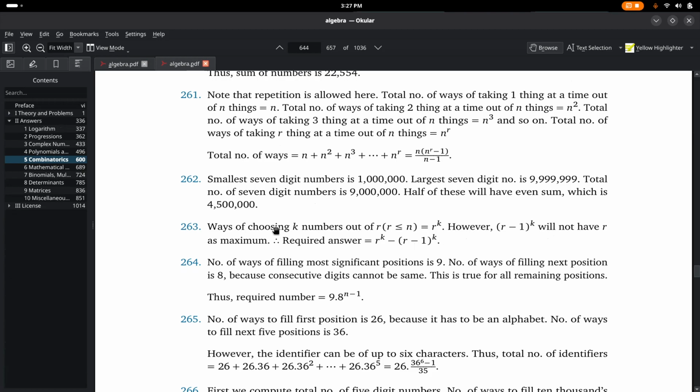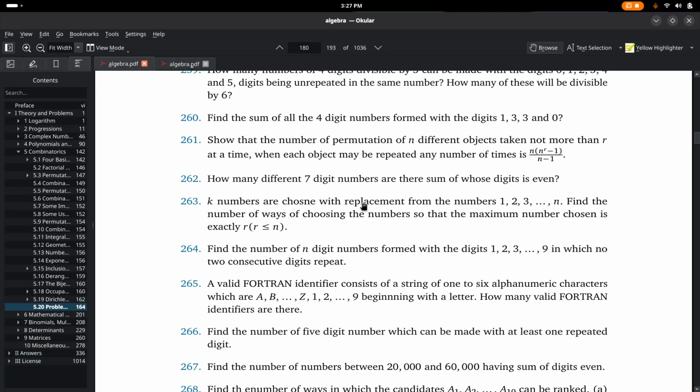So if you choose, say, one number here out of r, that is r ways. If you choose 2, it would be r to the power k. If you choose from r minus 1, that would be (r minus 1) to the power k. But that won't contain r as maximum. That is not the maximum. So that is (r minus 1) to the power k. That's what we have got here.